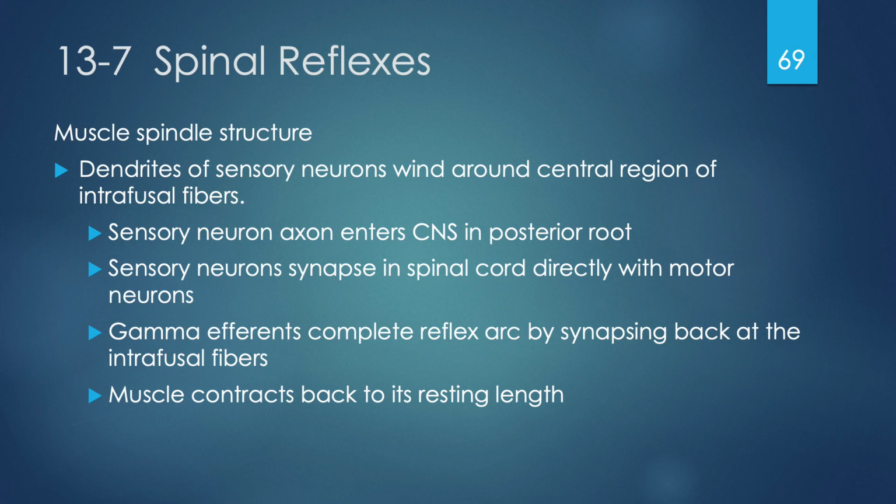And remember, our motor neurons have a different name when we talk about this. Our motor neurons are gamma motor neurons. So via the gamma efferents, which is the axon, it's going to send the second action potential down to the intrafusal fibers, which will respond to this motor neuron stimulus and allow the muscle to contract and return back to its normal resting length.